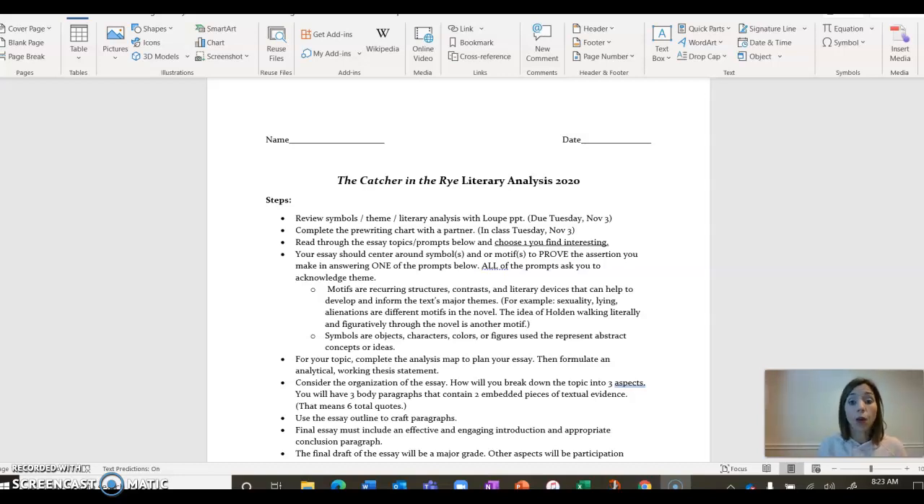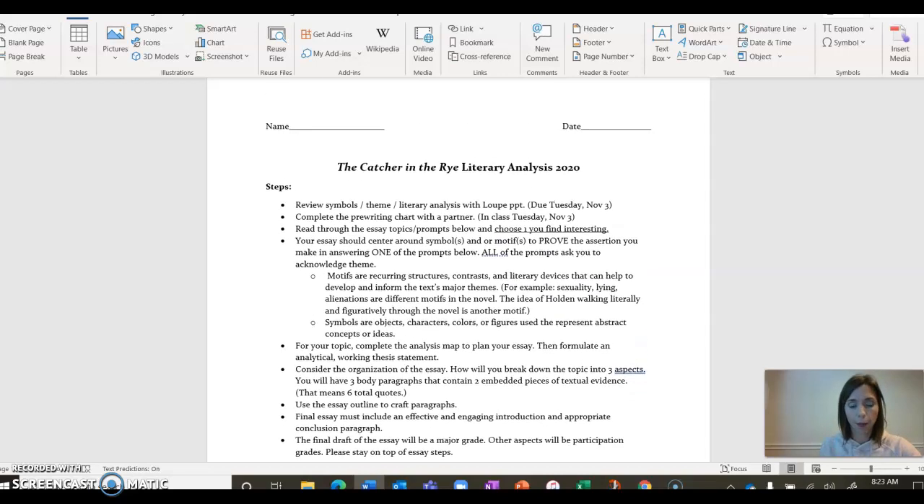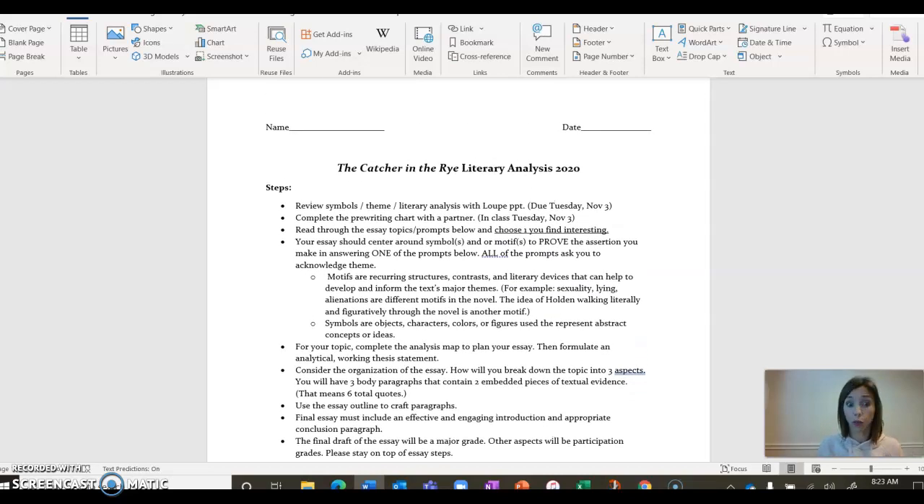Anyway, I want to introduce your literary analysis paper. This is going to be a major grade. You can see on the screen that we've got several steps. So before we get overwhelmed with all of these bullet points, what I want to do is talk you through the terms we're going to need to write the essay and how we're going to break this up and make it manageable.